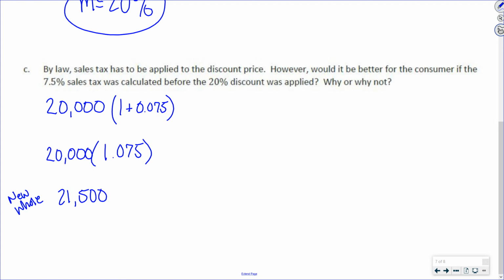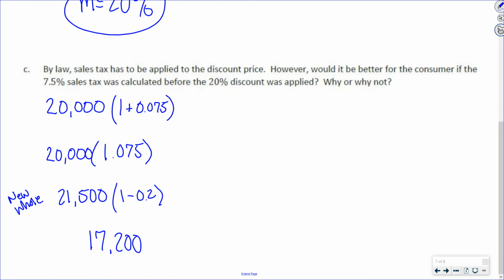Now it's time for me to take my discount. So now that I found out how much it would cost for the car after the sales tax, what would happen if I took 20% off of this? So I'm multiplying this by 1 minus 0.2 now, because that's 20%. So 21,500 times 0.8 gives me a new price of $17,200. Okay? So that's the price of the car if I did the sales tax first and then found the discount.